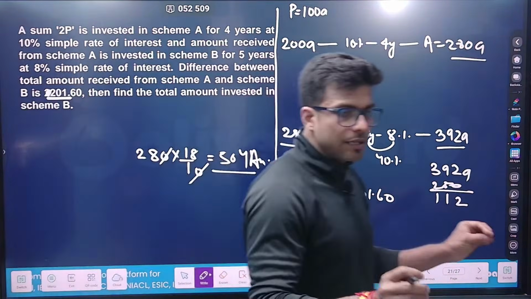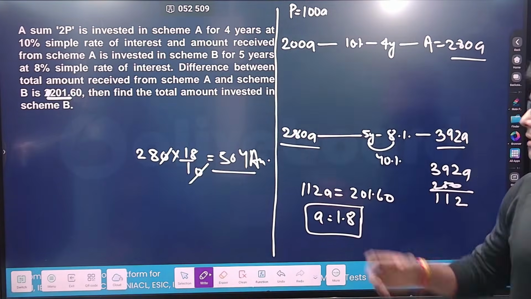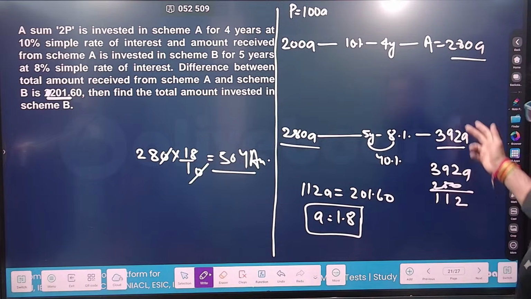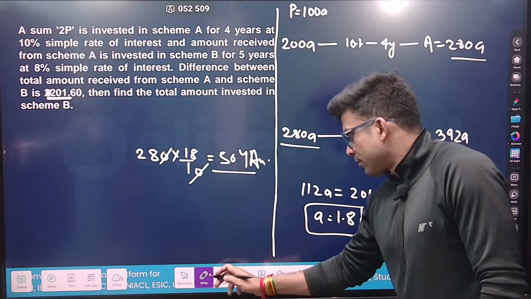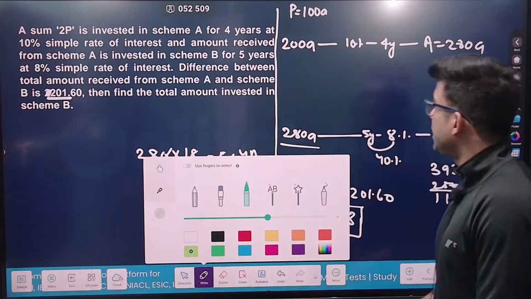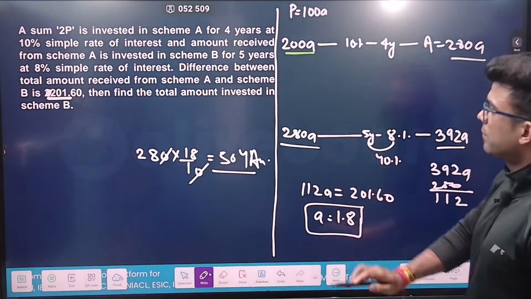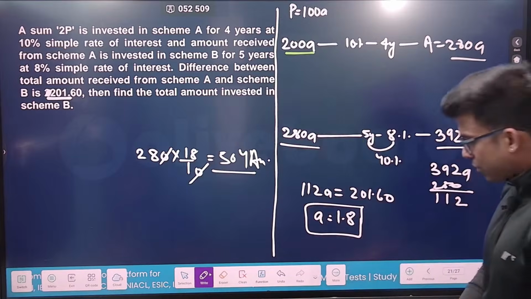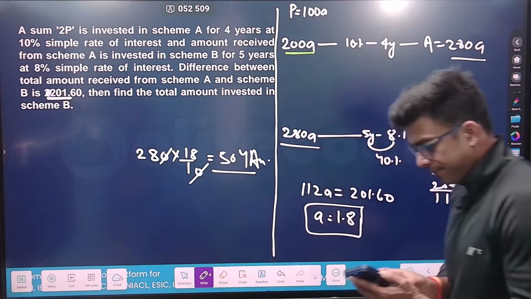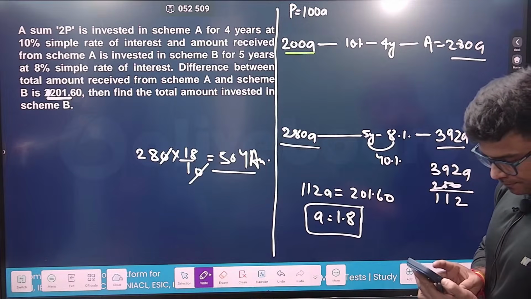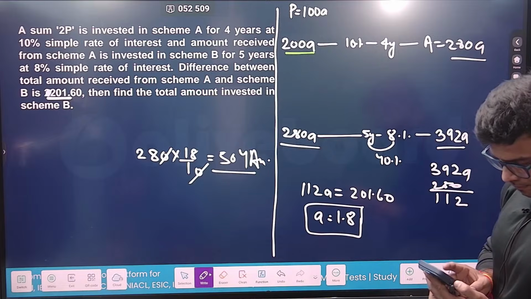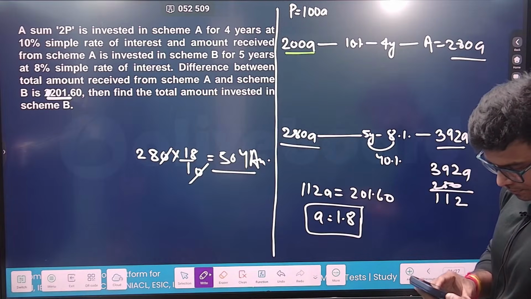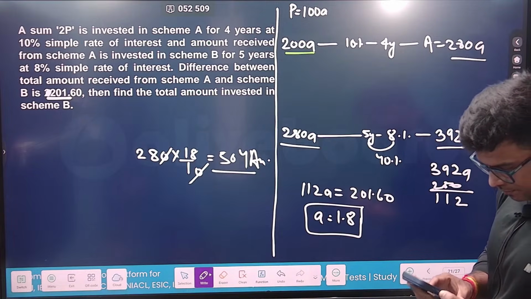First of all, understand the logic. Through this separation you can solve any problem. 200A, first of all, it has been given in the question what I assumed. Amount invested is 504. Is it correct?